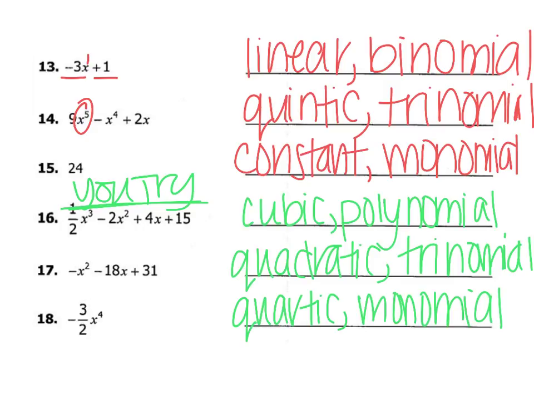All right, so 16 is cubic because the highest degree is 3, and there's 1, 2, 3, 4 terms, so it's a polynomial. 17, the highest degree is x squared, so 2 is the highest degree, so it's quadratic, and there's 1, 2, 3 terms, so it's a trinomial. 18, it's a single term, so we know it's a monomial, and the highest degree is 4, so it's a quartic monomial. If you have any questions on this, call me over. Otherwise, let's keep going.